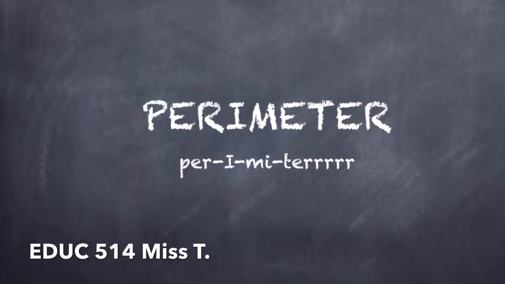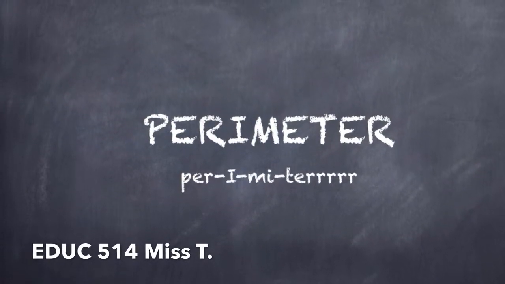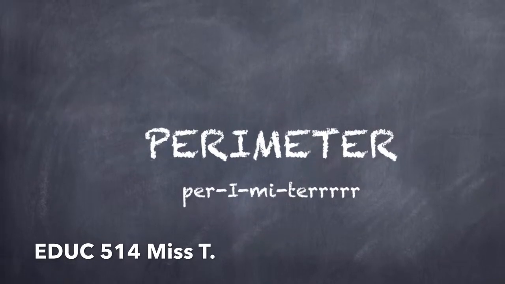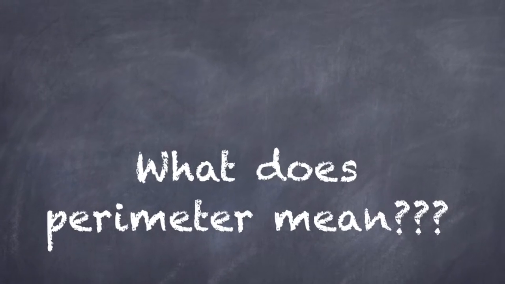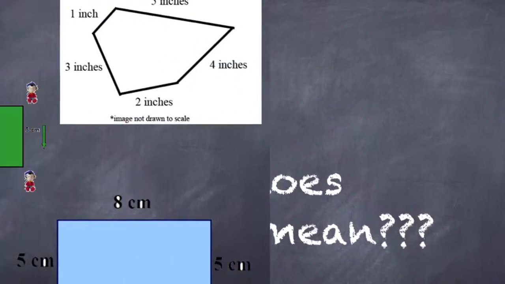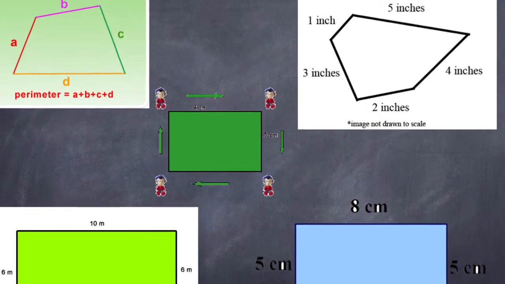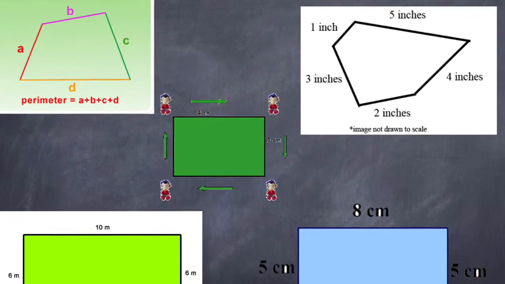Today, we will learn about perimeter, what it means, and how to find it. Perimeter is the distance or length around a shape. But what does that even mean?